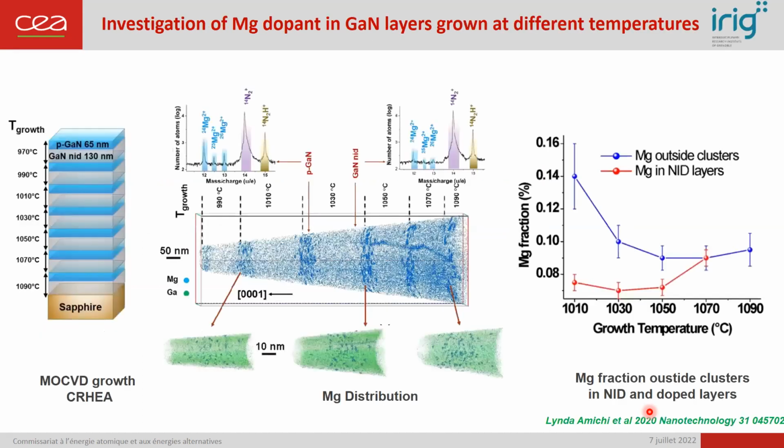So first example, a dedicated sample has been grown using the MOCVD process to study the effect of the growth temperature at high magnesium incorporation in a doped GaN layer.